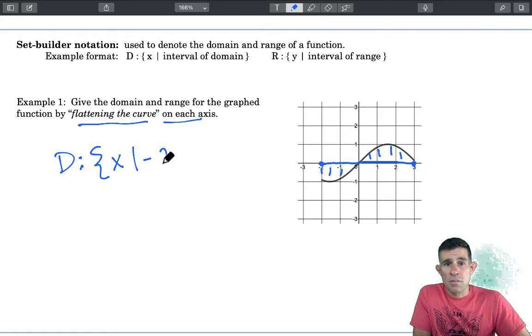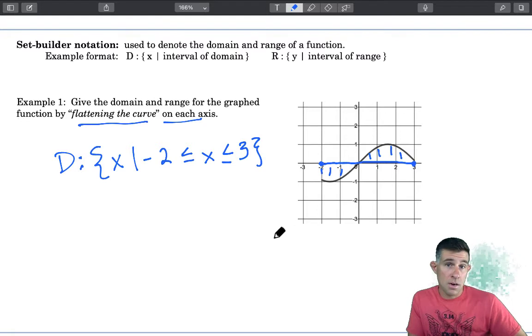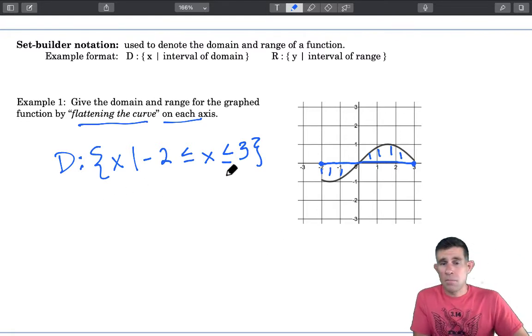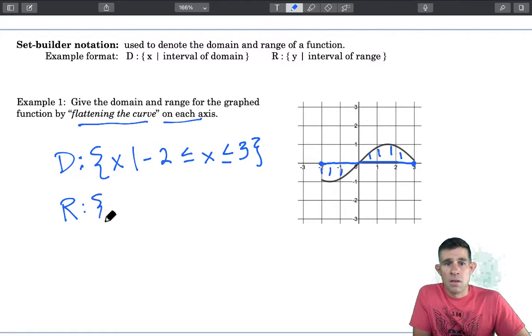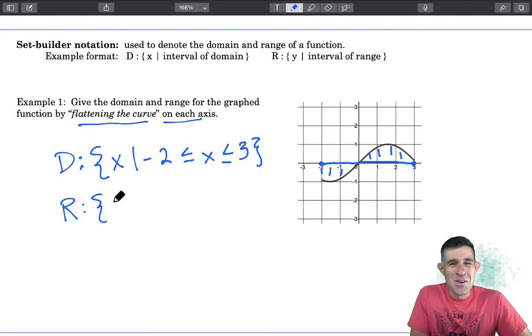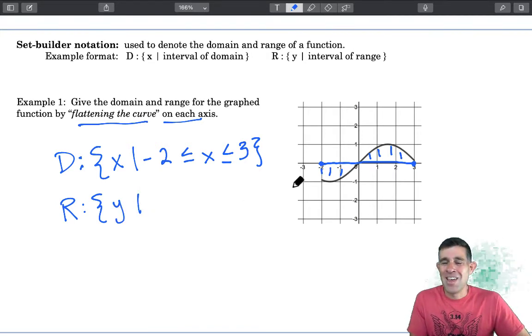And the way that we express that is we say our minimum value, which is less than or equal to our x value, and that's less than or equal to our maximum value. And then we close our brace. So this is set builder notation for our domain. Now let's talk about our range. We're going to say R: with an open brace, Y vertical slash, and now let's just erase what we have here so we're not too confused.